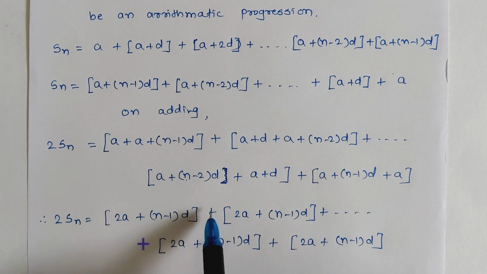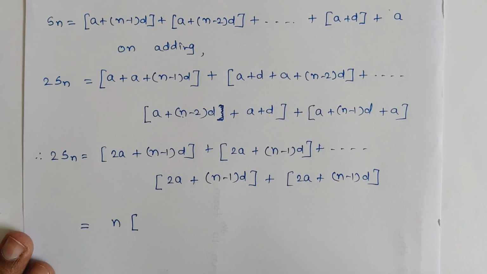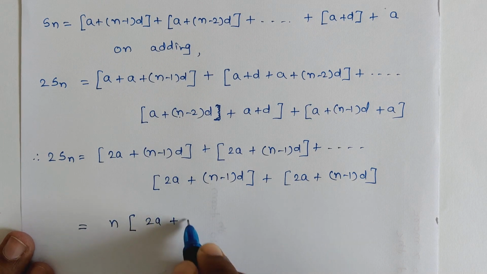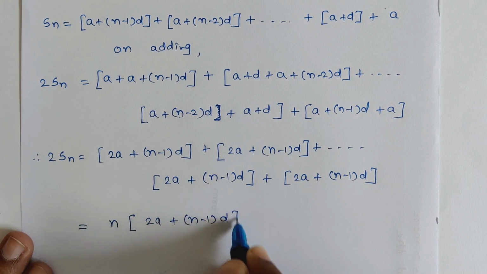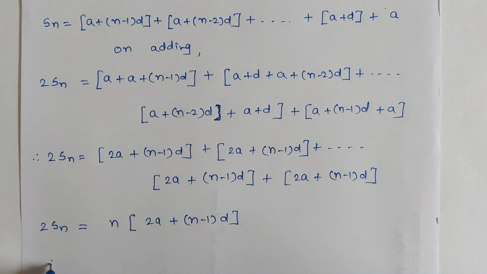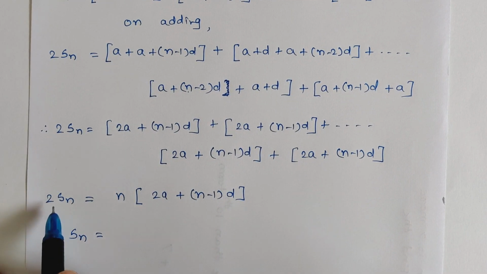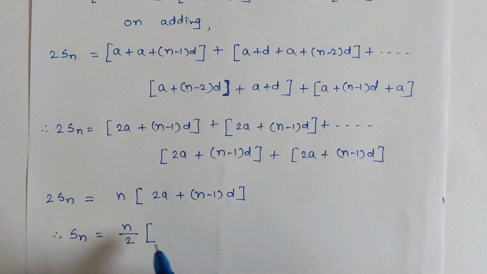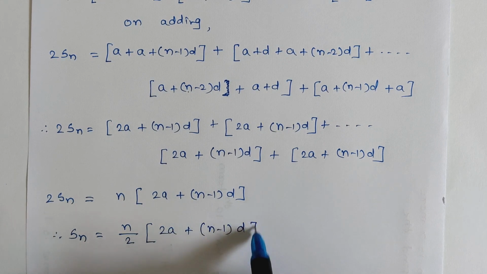We have added this rectangle bracket n times, that's why we can write it as n into bracket 2a plus n minus 1 into d, and the left hand side is 2Sn. We have to find the formula for Sn, that is the sum of all terms in an AP. So we'll transfer 2 to the right hand side, to get n divided by 2 into bracket 2a plus n minus 1 into d.